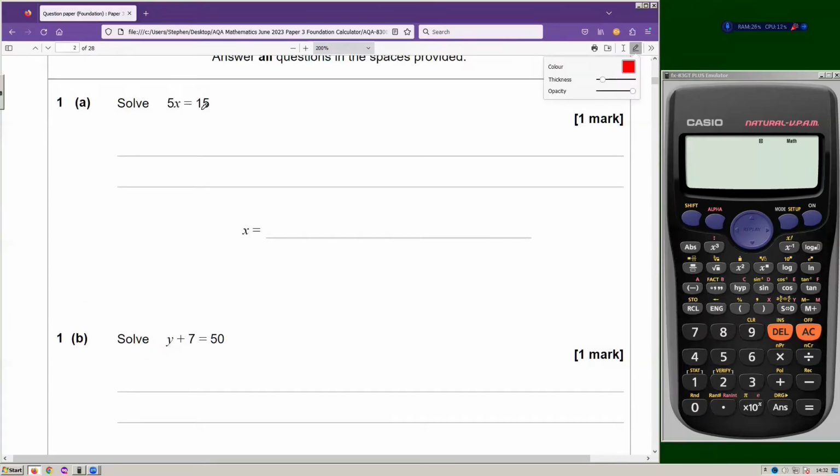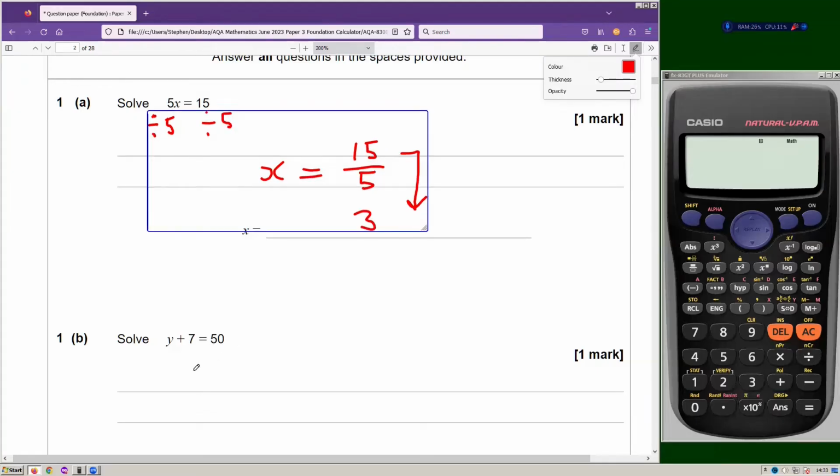Solve 5x equals 15. Okay, we have to divide both sides by 5. Our answer is going to be 3.